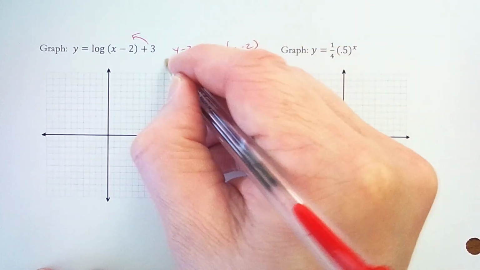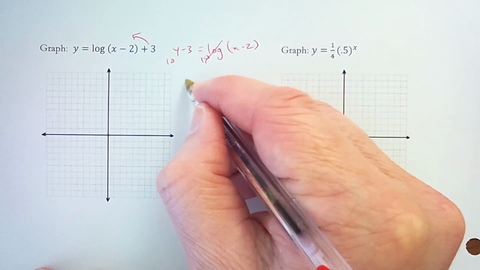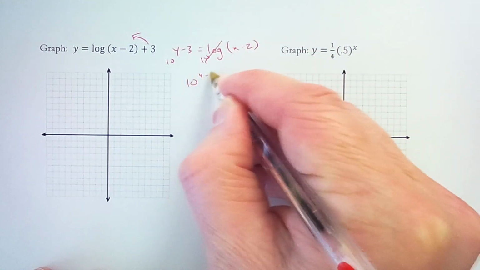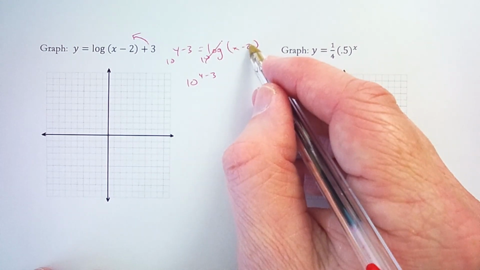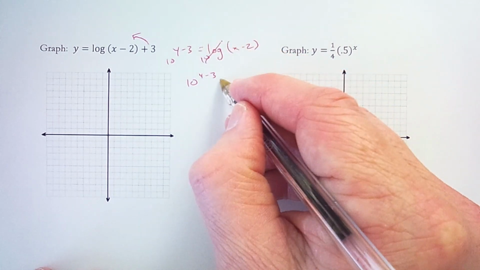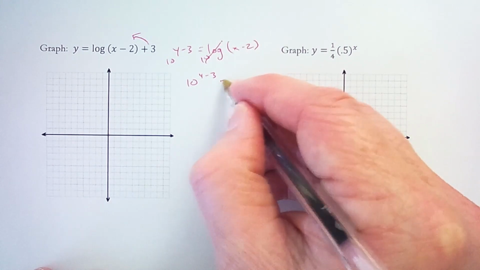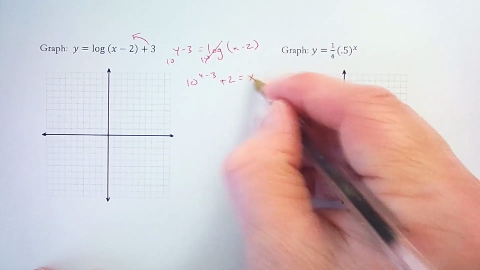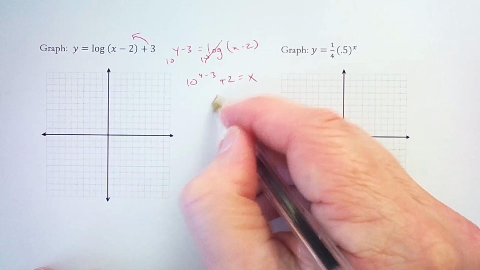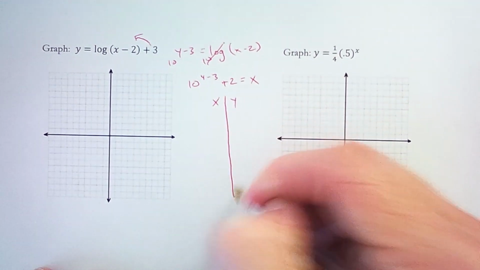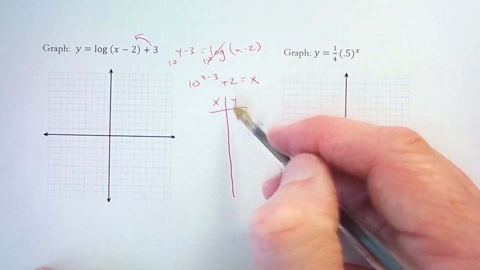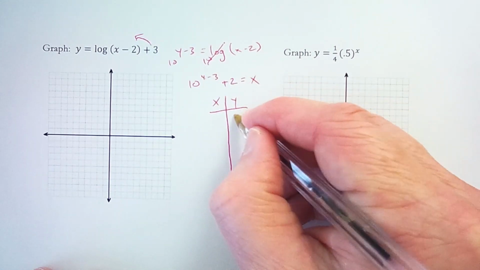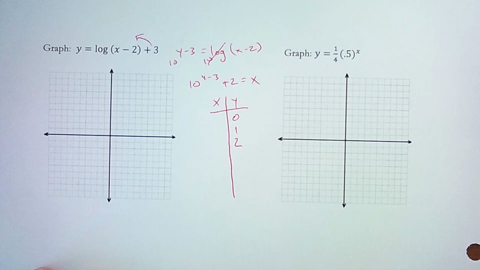So with a base of 10, we'll cancel it. So we have 10 to the y minus 3 power equals x minus 2. If I add that 2 to both sides, I'll get plus 2 equals x. So we can make a chart, x and y. Whatever the power is, and the power has a y in it, that's the variable we'll start with. So 0, 1, and 2 for y, and we'll see where that takes us.